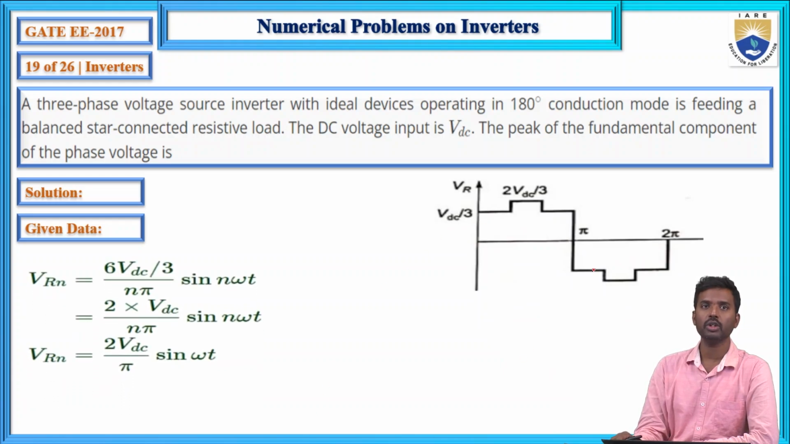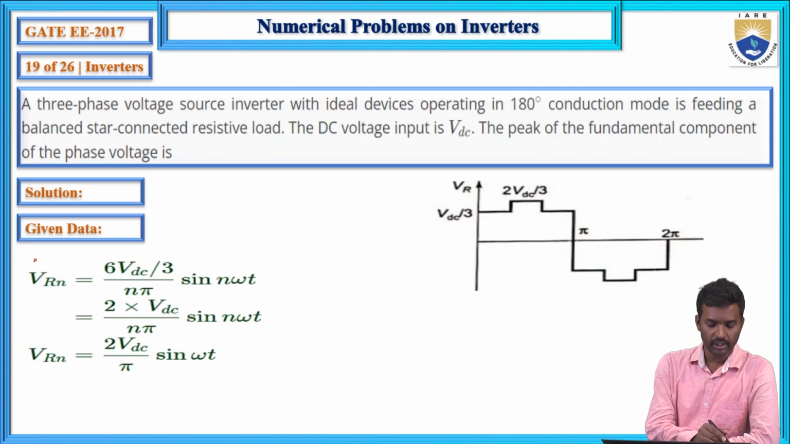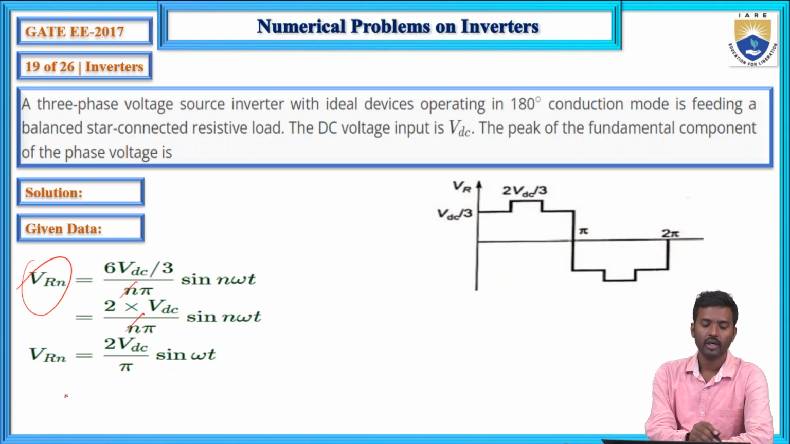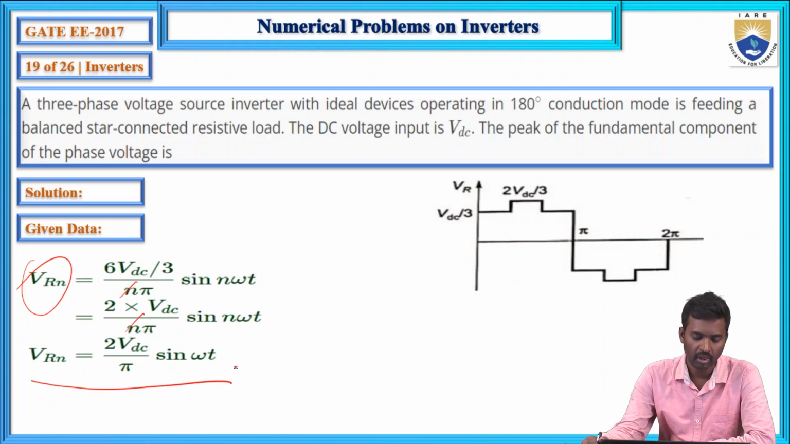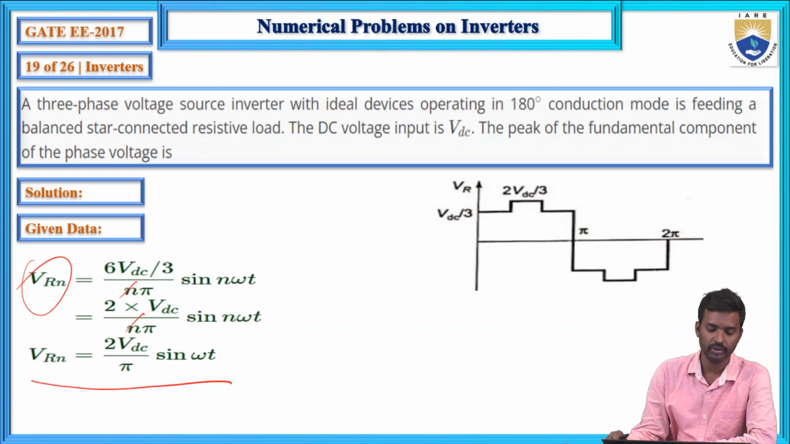Now the voltage equals 6 VDC by 3nπ sin nωt. n equals 1 means the fundamental, so here 2 VDC by π sin ωt, so that VRN equals 2 VDC by π, so 3 into 2 VDC by nπ, that one.